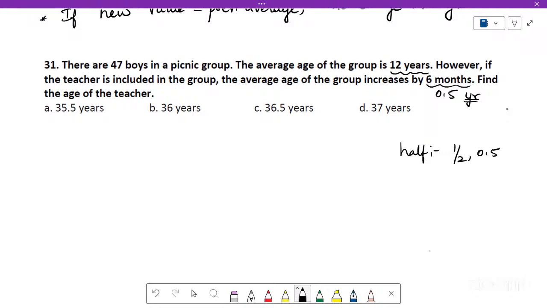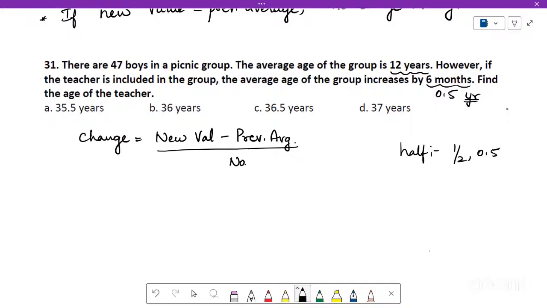Now we will find out the change in average. Change in average is new value minus previous average divided by number of values, right? This is a formula. Now change in average is just 0.5. Teacher age add ಮಾಡಿದ್ಮೇಲೆ 6 months ಮಾತ್ರ increase ಆಗುತ್ತೆ average. ಅಂದ್ರೆ 6 months ಅಂದ್ರೆ just 0.5 equals to new value is what we are supposed to find. New value ಬಂದು it's nothing but teacher's age. ಅದನ್ನ ನಾವು ಕ್ಯಾಲ್ಕುಲೇಟ್ ಮಾಡಬೇಕು. Previous average ಬಂದು 12 divided by number of values.